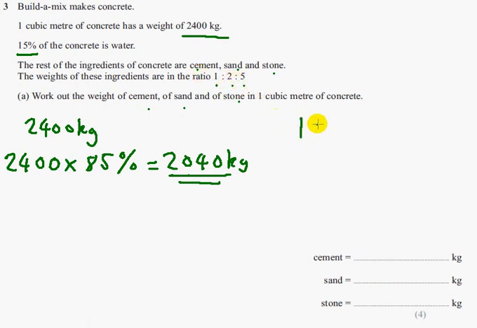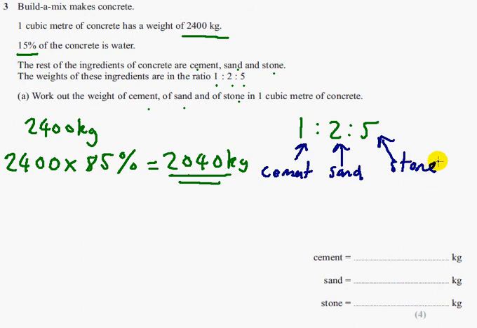Now remember the ratio is 1 to 2 to 5, and it's always in that order, so I'm just going to write it in. So 1 part is cement, 2 parts are sand, and 5 parts, the most of it, is stone. And there are 8 parts in total. If I just add this 1 and 2 and 5, there's 8 parts in total.